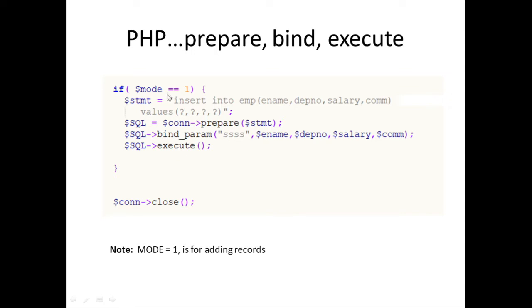We want that if the mode is equal to 1, that will be adding of records. So we place here, if mode is equal to 1, then we have the statement, which is an insert statement: insert into emp, then ename, depno, salary, com. These are the fields of my table, and the name of my table is emp. Then values, and I place question marks. These are what we call parameters. The first question mark corresponds to name, the second is depno, the third is salary, and the fourth corresponds to com.